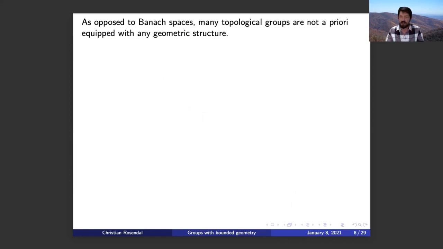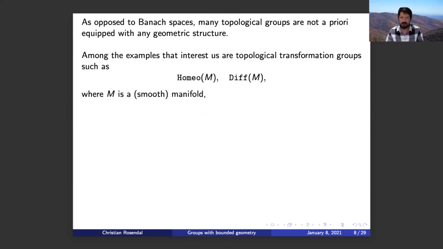Okay, now Banach spaces have obvious geometry. But if you pass to a topological group, which is a more abstract object, these are not a priori equipped with any geometric structure. It's just an algebraic topological object that has topology and some algebra. So the examples that I'm interested in here come from various branches of mathematics. Many of them are topological transformation groups, such as homeomorphism groups or diffeomorphism groups of manifolds. You can vary the regularity of the diffeomorphisms and get different types of groups, etc.